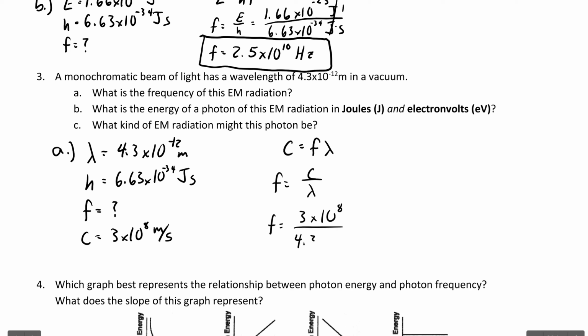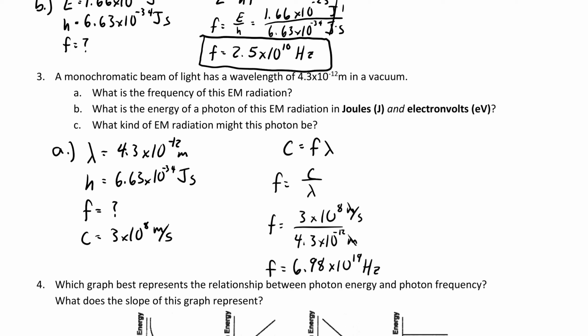So c over the wavelength, 4.3 times 10 to the negative 12 meters. The meters will cancel out and you're left with 1 over a second, and a frequency of 6.98 times 10 to the 19 inverse seconds, or hertz.